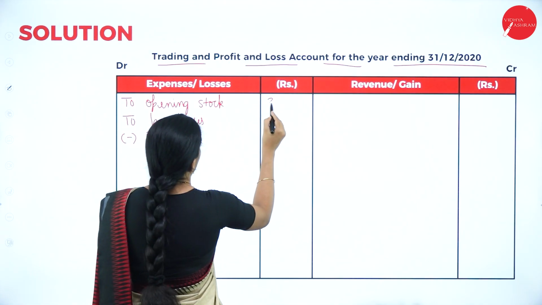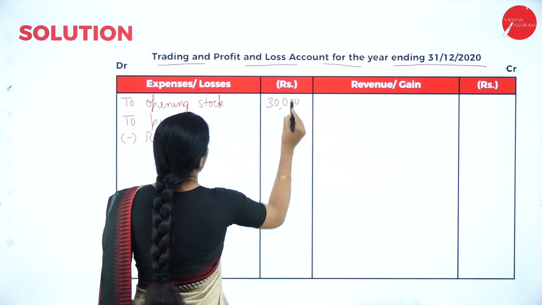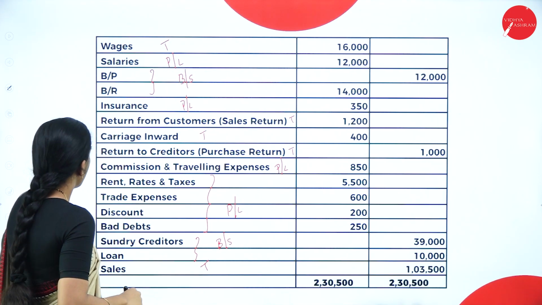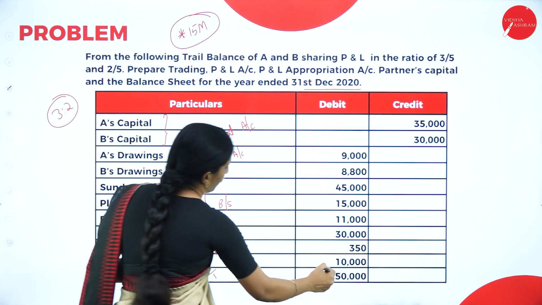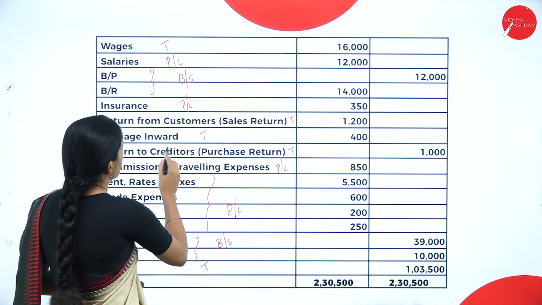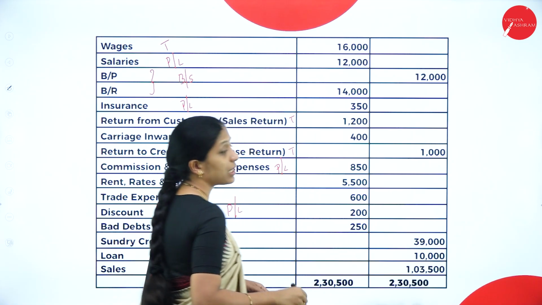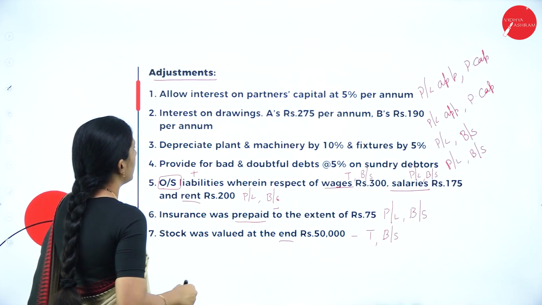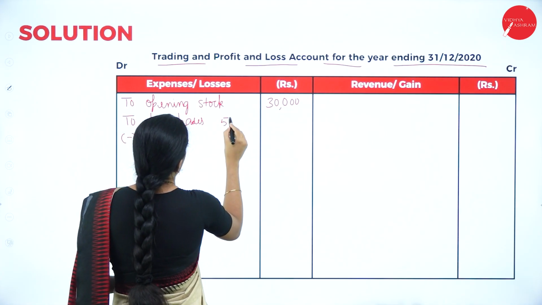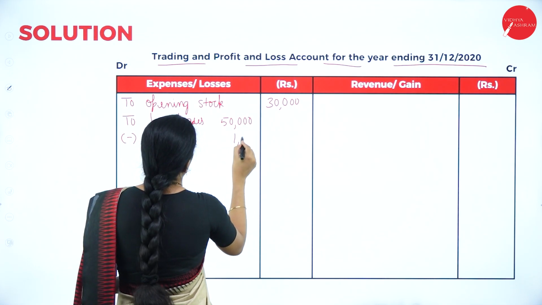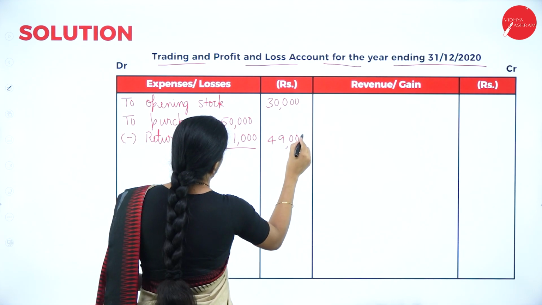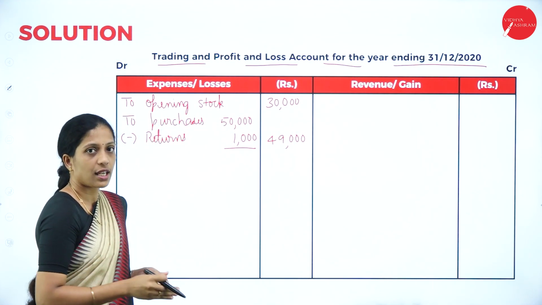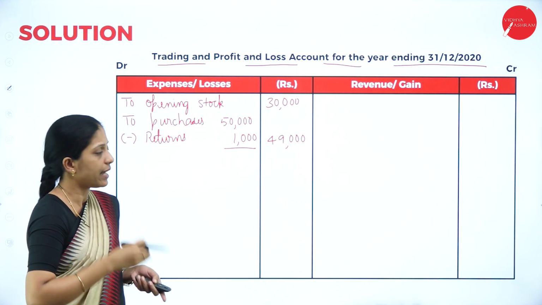So opening stock 30,000. Next, purchases. So purchases, where did we record purchases? Yes, purchases 50,000 minus returns, purchase return, that is 1,000. 50,000 minus 1,000. So outer column 49,000.